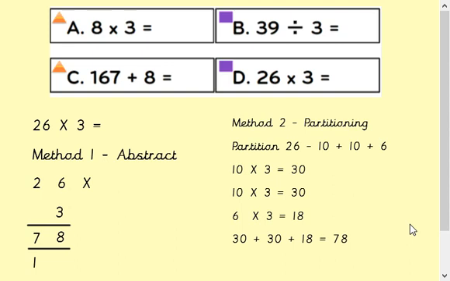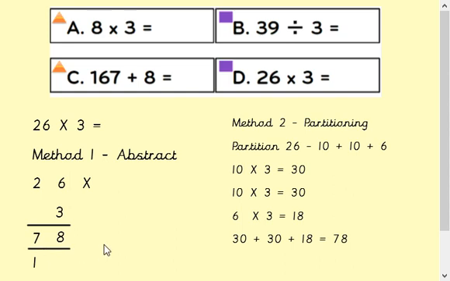The final question in our warm-up this morning is 26 times 3. Now, lots of you will again have used the abstract method of short multiplication. Okay, and here we start off by saying 3 times 6 will give us 18. We would carry the 1 into the tens column, and then 3 times 2 would be 6 plus 1 would leave us with 7, and our answer then would be 78.